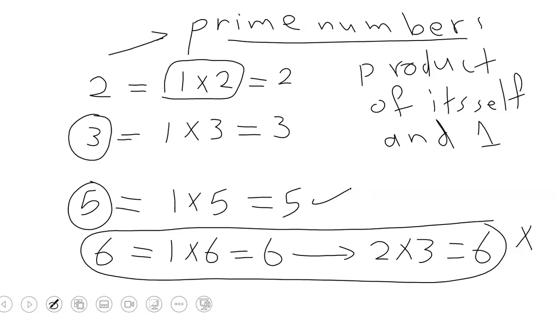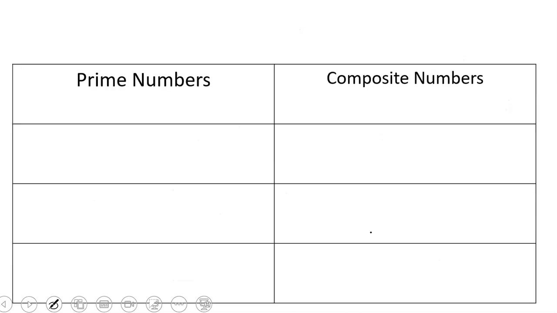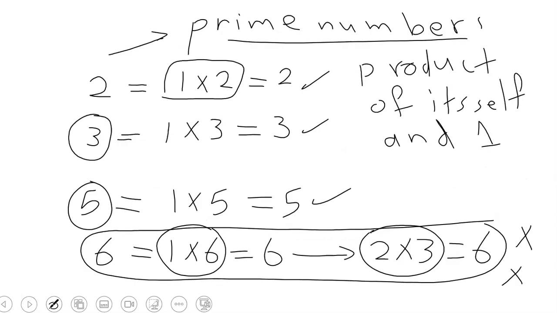5 is a prime number, 3 is a prime number, 2 is a prime number. But 6, no, it is not. Because see, it has itself and 1, but it also has two factors that can make 6. So it is not a prime number. It is a composite number. I will show you these ones. Okay, let us delete here.